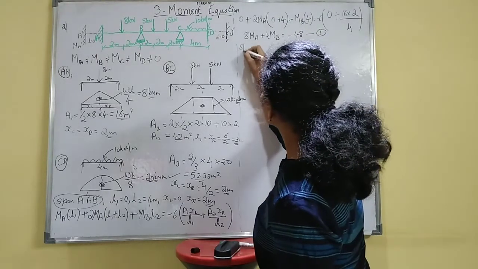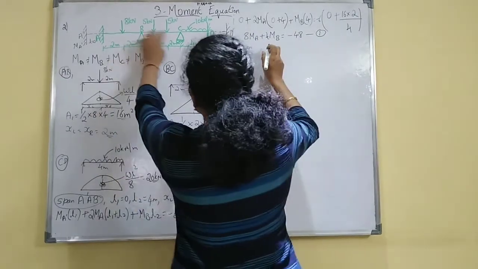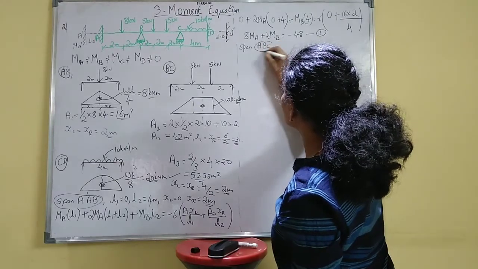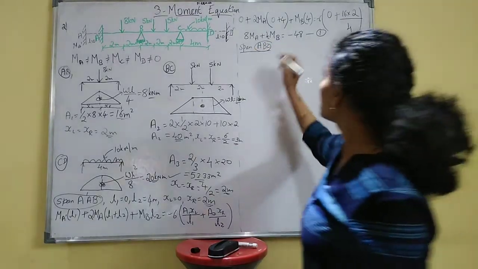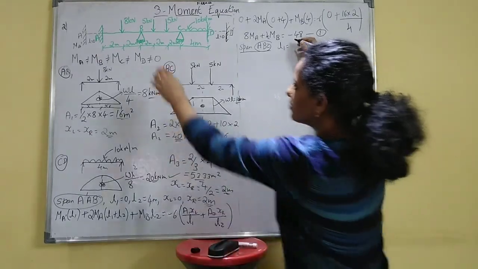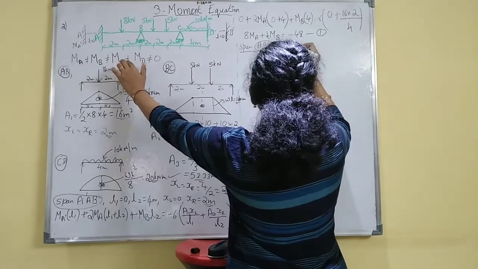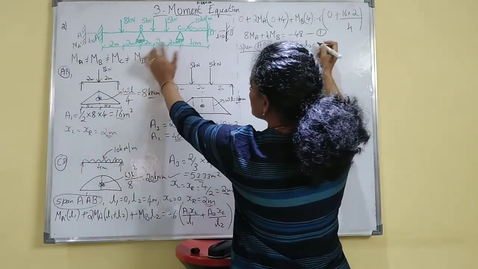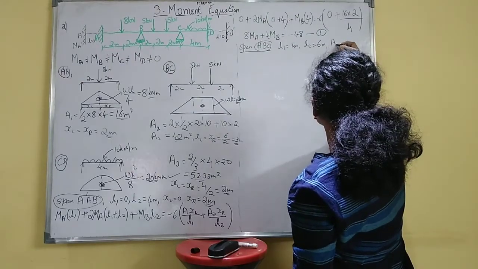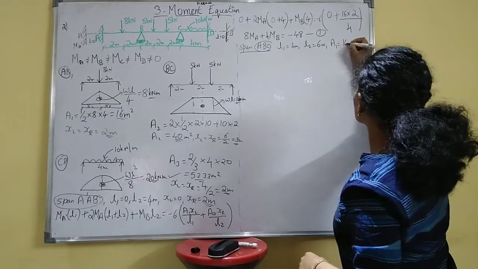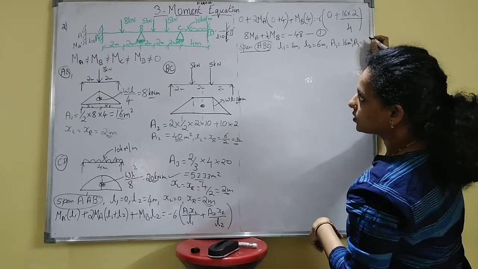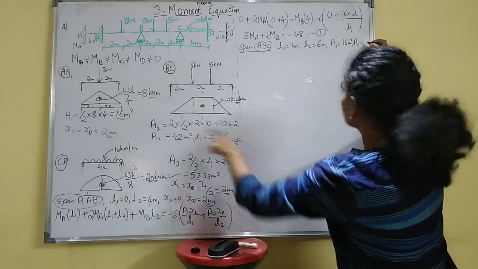Next, consider the span ABC, joints A, B and C, that is your span. So for that, L1 is 4 meter and L2 is this BC, that is 6 meter. A1 equal to 60 meter square, A2 equal to how much? 40 meter square.